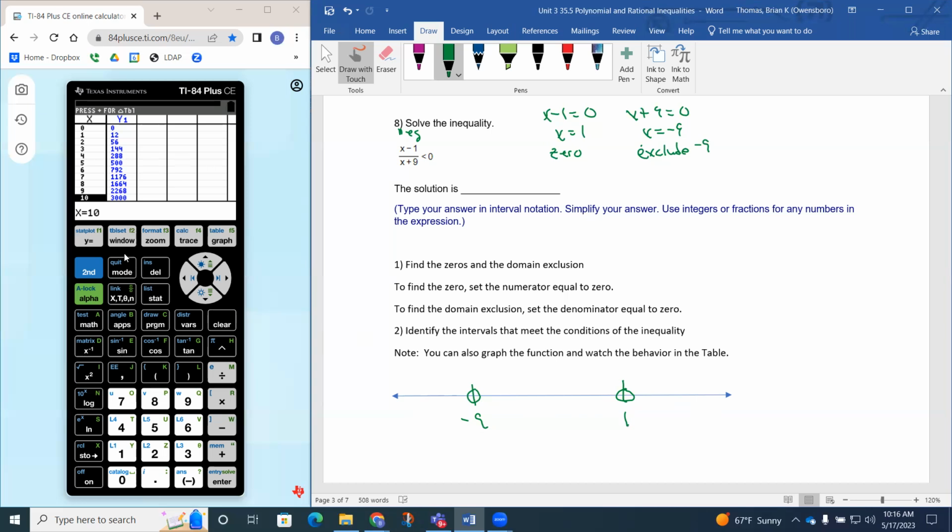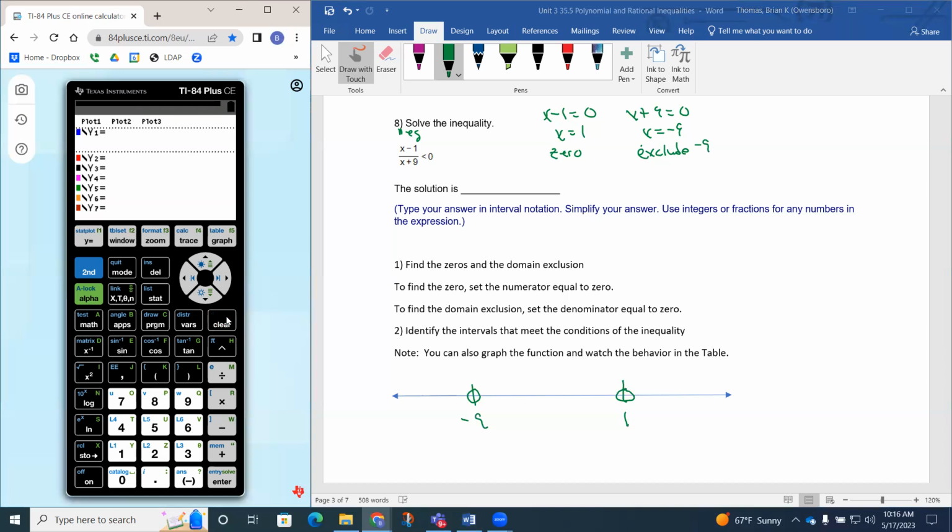The easiest way to do that is to put this into the calculator. I'm going to put y equals, clear this off, and then in parentheses put x minus 1, divided by, in parentheses, x plus 9. By doing so, it won't give me fractions in my table, it'll give me decimals. So now if I go to my table, notice that 1 was a 0.